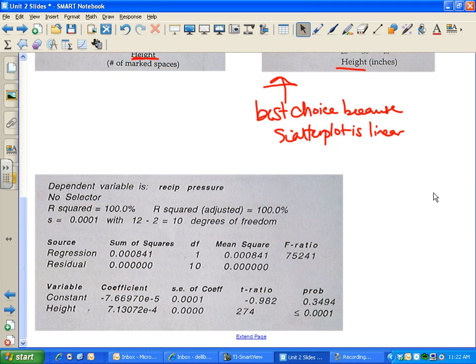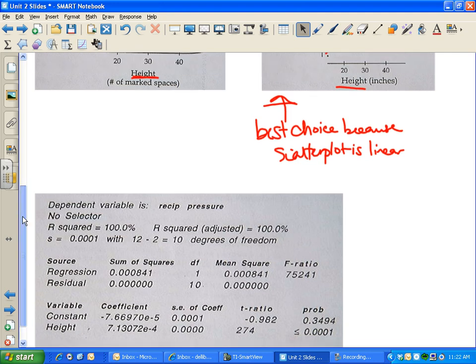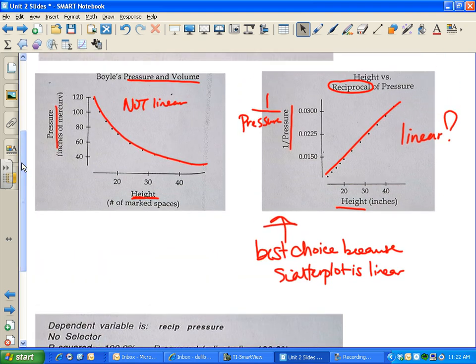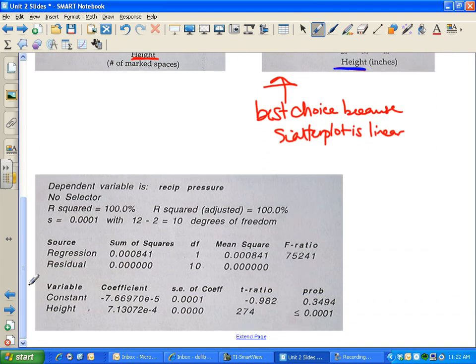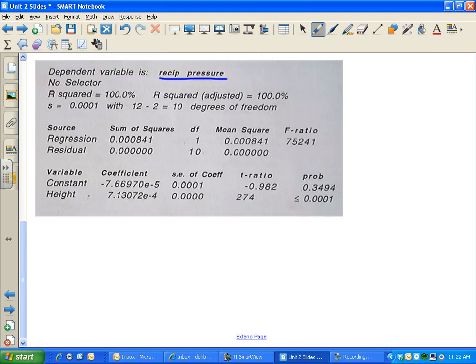All right, so I've also provided some computer output so that we could create an equation based on this model. Just to remind you, we had two variables, and we can see that here. We have the height on the x-axis and 1 over pressure on the y-axis. And you'll notice where it says dependent variable, it has reciprocal pressure. So make sure when you write an equation based on a transform model that you use that new y variable.